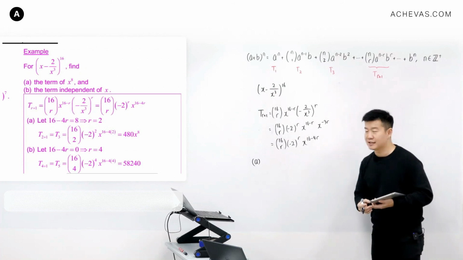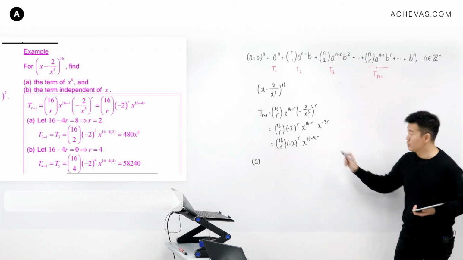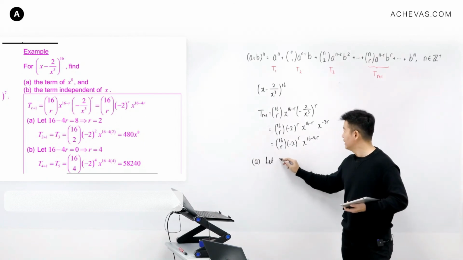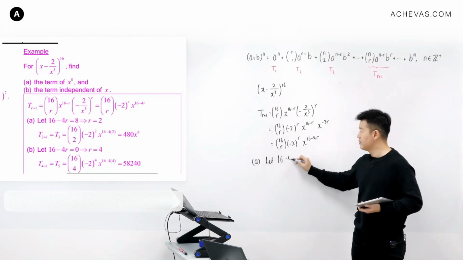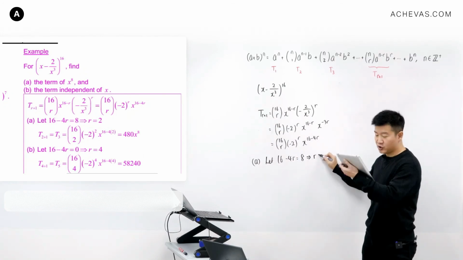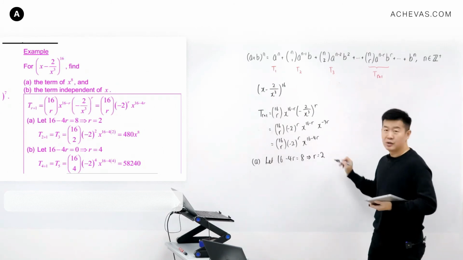For part A, we are looking at the term where the power of x is equal to 8. The power of x is equal to 8, which means that we are going to let the power of x, which is 16 minus 4R, be equal to 8. And for this, you're going to get R equal to 2.